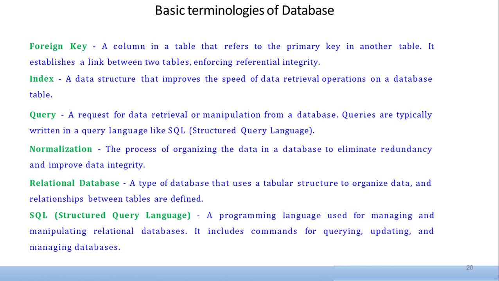The next thing is normalization. Normalization is a process of organizing the data in the database so as to eliminate redundancy and improve data integrity. Now, the next terminology would be the relational database. A relational database is a type of database that comprises a tabular structure to organize the data, and the relationship between the data and the relationship between the tables are completely defined.